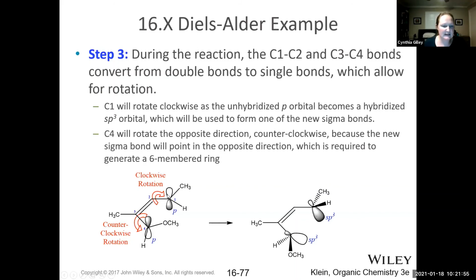So as this occurs, this p orbital morphs into an sp3 hybridized orbital, and the group that's pointed in, which is a hydrogen, ends up, and the group that's pointed out, which is a methyl, ends up down because of the clockwise rotation. You can also play around with models to help you visualize where these groups end up after you do bond rotation. In terms of carbon 3 and carbon 4, we have a counterclockwise rotation, and that's because the bottom lobe needs to point the opposite direction than the one before in order to form a 6-member ring. So as this p orbital morphs into an sp3 hybridized orbital, the methoxy group, which is pointed in, ends up, and the hydrogen ends up down due to the counterclockwise rotation.